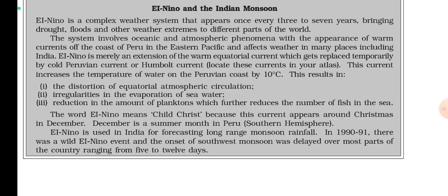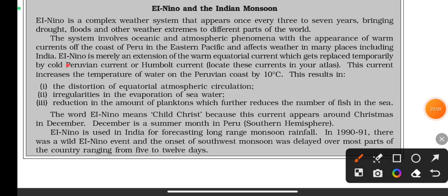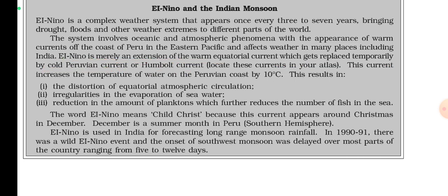This line is very important: warm equatorial current. El Nino is merely an extension of the warm equatorial current, which gets replaced temporarily by cold Peruvian current or Humboldt current. Locate these currents in your atlas. This current increases the temperature of water on the Peruvian coast by 10 degrees Celsius.